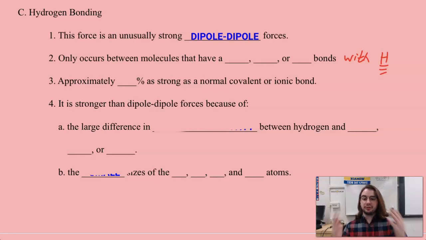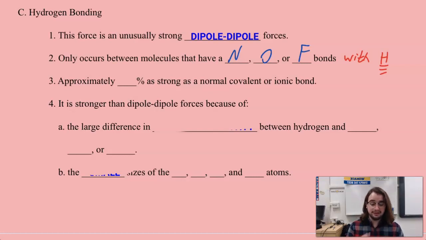It's almost like superpolar, right? We're talking about super differences in our electronegativity. This only occurs between molecules that have an N, an O, or an F bonded with hydrogen. This doesn't say this in your notes, but please change it to make sure that you understand that they have to be bonded with hydrogen. That's what makes it a hydrogen bond. This is approximately 5 to 10% as strong as a normal covalent bond.